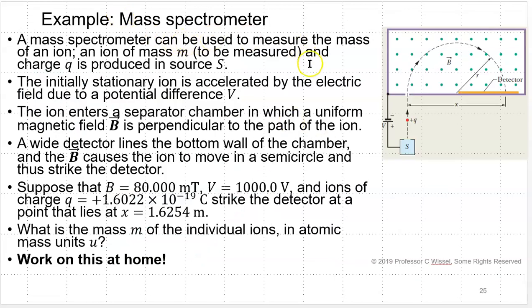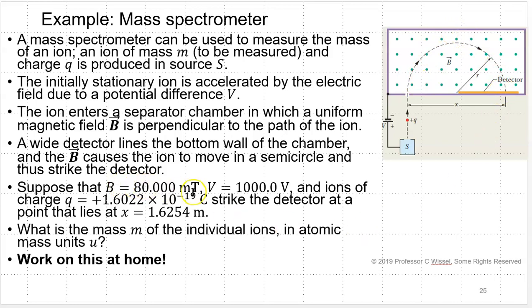So here's an example of a mass spectrometer. A mass spectrometer can be used to measure the mass of an ion. An ion of mass M to be measured, and charge Q, is produced in source S, which is down here. The initially stationary ion is accelerated by the electric field due to a potential difference V. The ion enters the separator chamber in which a uniform magnetic field B is perpendicular to the path of the ion. The magnetic field is represented by the dots pointing at you out of the page. A wide detector lines the bottom of the chamber, and the magnetic field causes the ion to move in a semicircle and thus strike the detector.